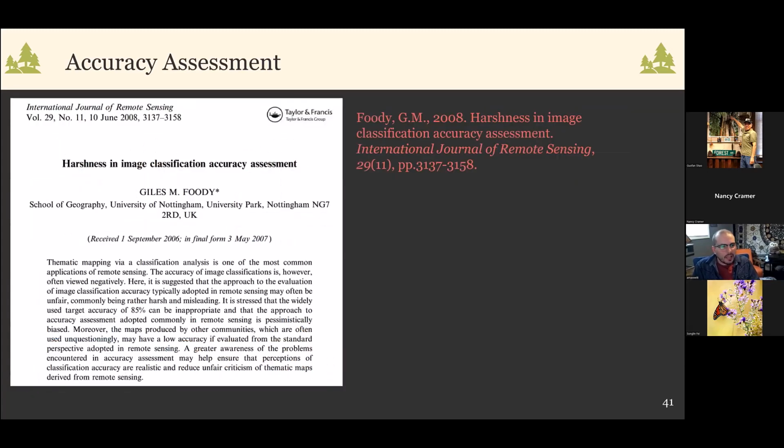This is a paper I really like. It's almost 15 years old now, but it's still really relevant. This is from Giles Foody. He made an argument that a lot of the assessment methods that we use are inherently harsh in remote sensing, meaning that they assess the maps in a very spatially explicit way, and in a hard classification framework, which sometimes makes our output seem maybe not as accurate or useful as it could be, right?